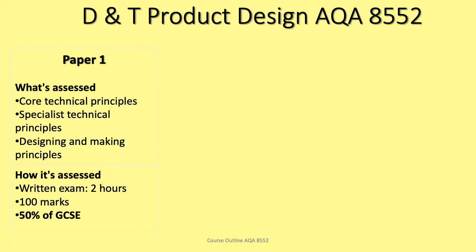Okay, so I have sort of touched on the exam. The exam you will be doing at the end of year 11. It's one exam. It's a 2-hour exam. It's 50% of your GCSE. Your coursework is the other 50%, and it's worth 100 marks. So your GCSE is made up of 50% coursework, 50% exam. Both are worth 100 marks each.